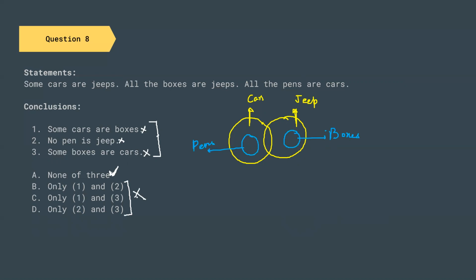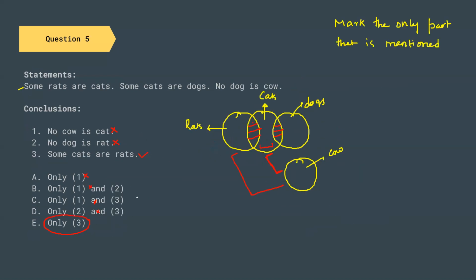So I hope this was clear to you. So this was your syllogism. So what is the rule of syllogism? Mark only the part that is mentioned, and this should be your first rule. And your second rule should be, do not assume anything. Don't assume.